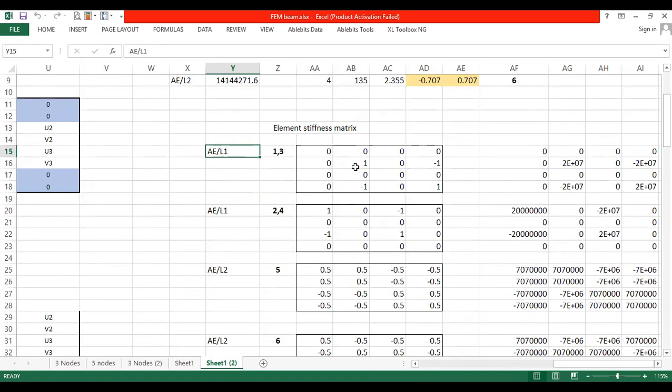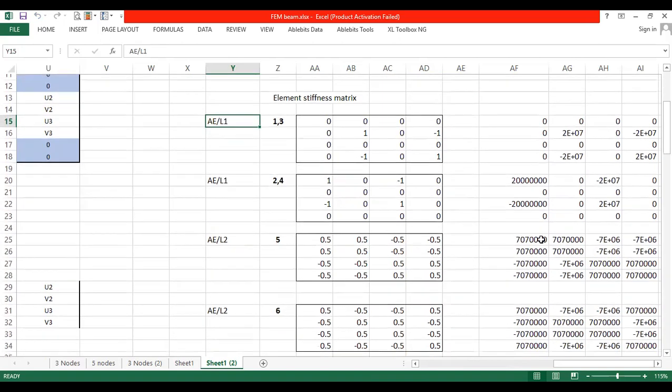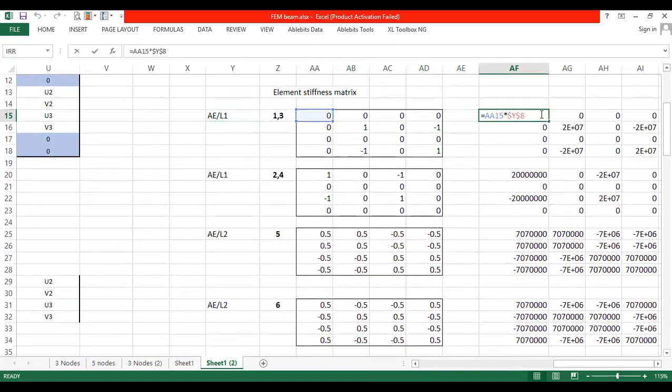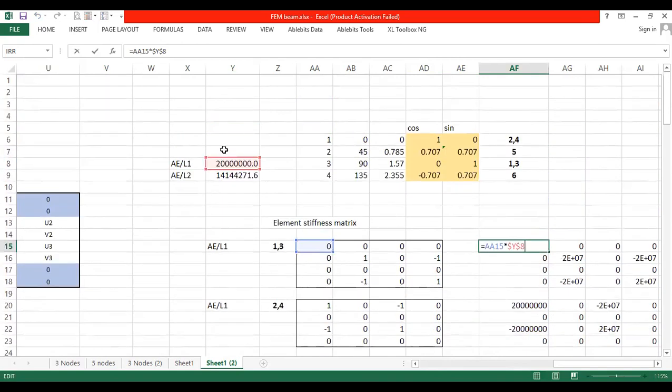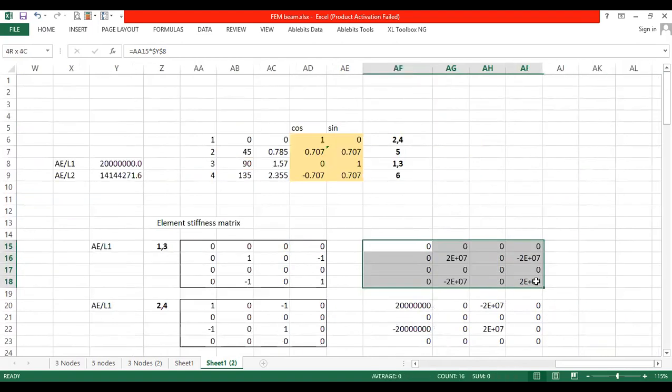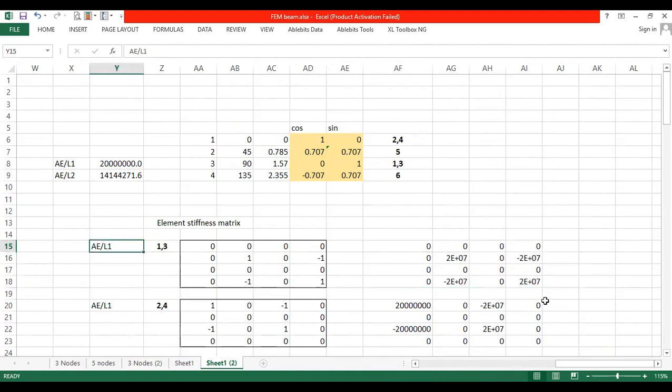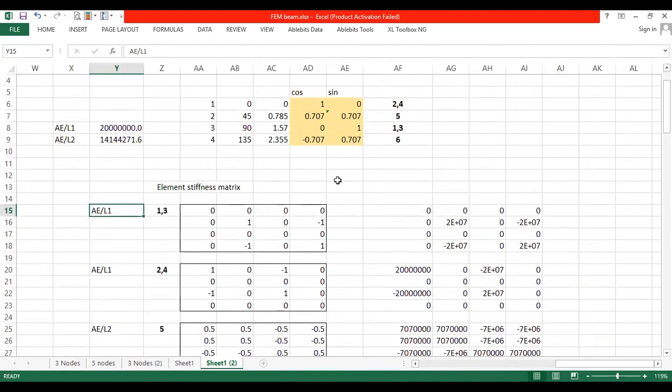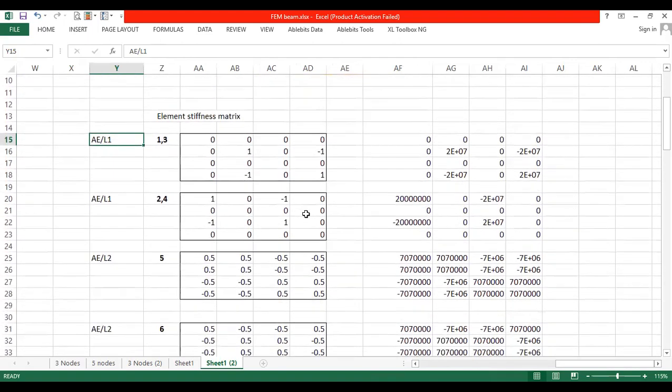So once I go down with that, I will multiply each element by this value, right? AE over L1, so everything has been calculated here, and this is my element stiffness matrix. I have put this into the matrix, so that nothing is outside the matrix and I can add and subtract anything directly, right?